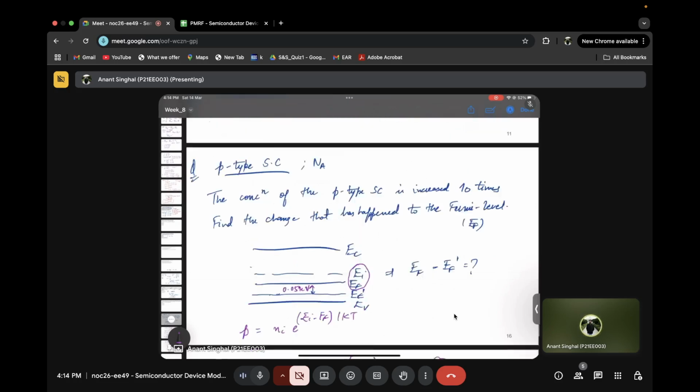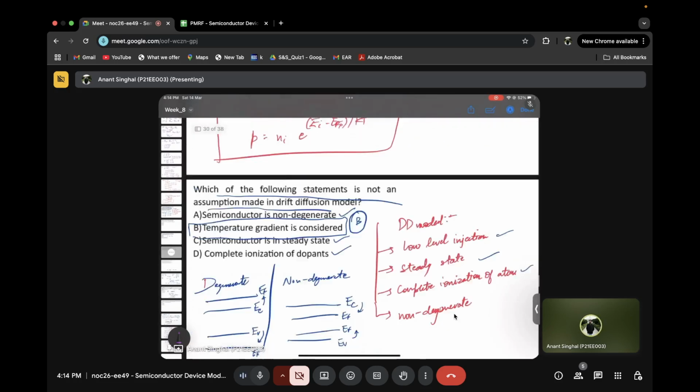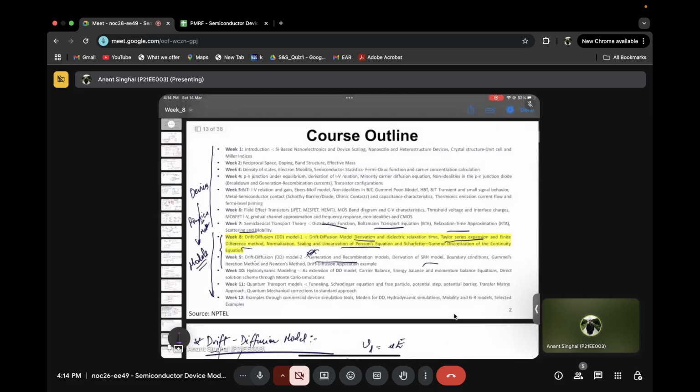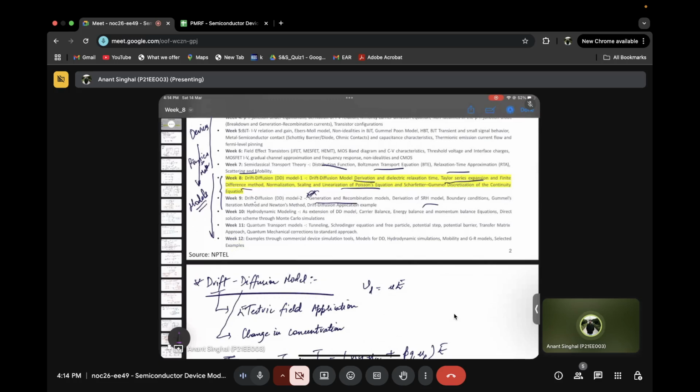Okay, so let's move on. Let me go towards the syllabus. We have tried to cover the most important topic, which is the generation and recombination model, but we have not covered the other things, let's say steady state, complete ionization, and all those things. Since your next week is also dedicated to the drift diffusion model, we'll cover those derivations in the next week and try to do some problems which are very realistic and related to your assignments. For today, I think we have covered enough for the understanding.